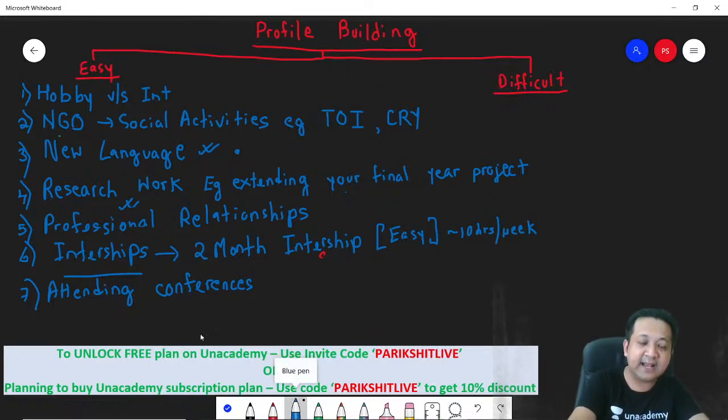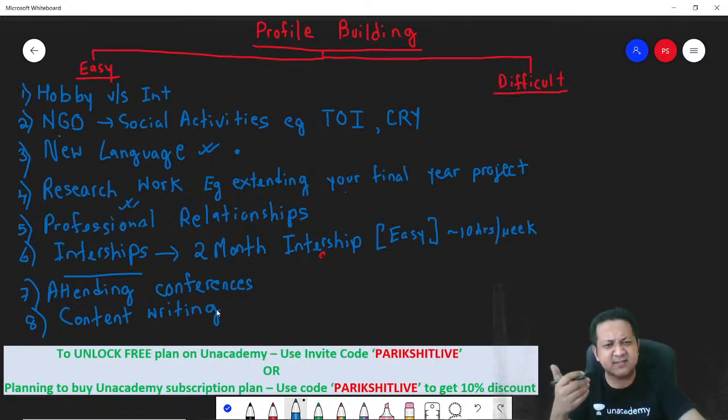Content writing. You know what is content writing? I don't know how many of you know about content writing. Most of you write well. It might not necessarily be English. It could be a vernacular language. You write stories well. You describe events well. You have a lot of thoughts in your mind and you pen them really well. Why don't you start a blog?